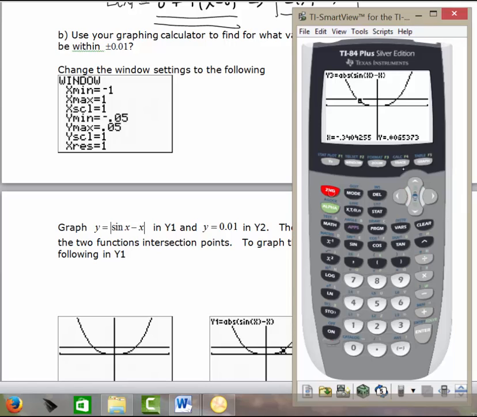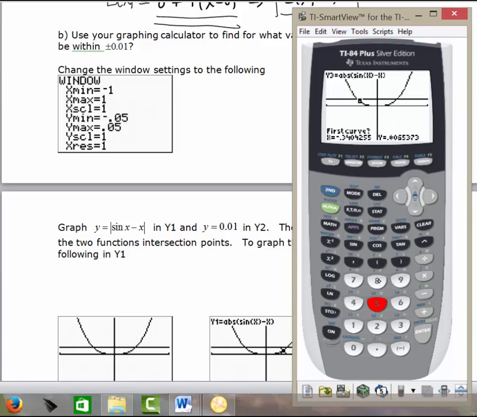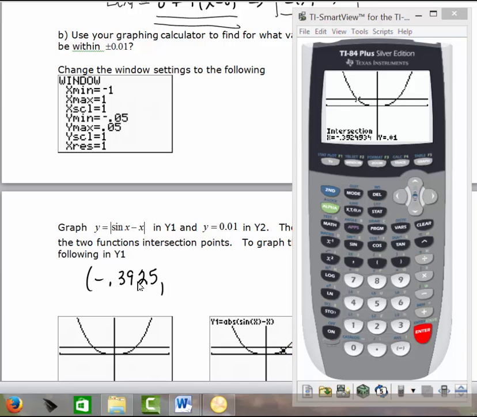So I'm going to hit second calculate, and we'll do intersection, 5. Now it'll ask you for the first curve. You just hit enter. You're on the second curve. Hit enter. You do not have to make a guess. Just hit enter again, and the calculator will tell you the x value. I've got negative 0.39249. We'll round that to 4 decimal places. I know I want to be within negative 0.3925 for my smallest value of x.